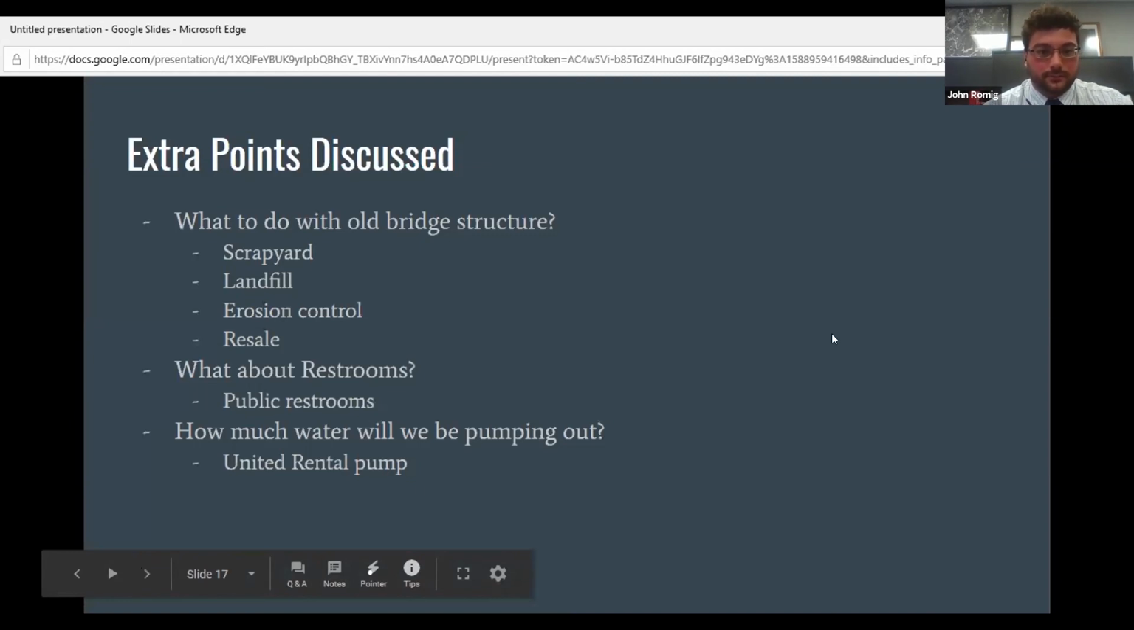And then, like I said earlier, about figuring out what kind of pump and what size pump we would need. That was one thing we kicked around, and like I talked about earlier, that's how we figured that out.